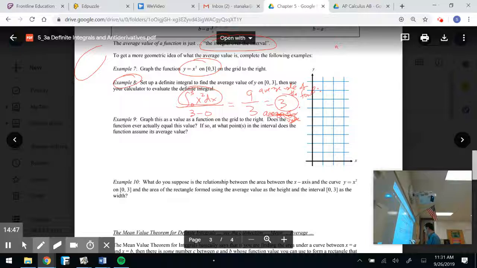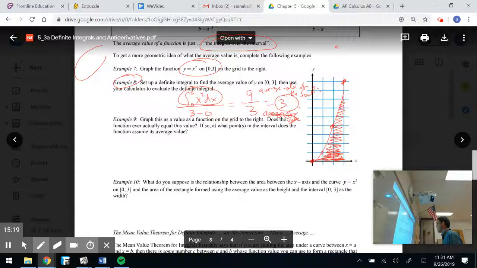Now let's graph this. We've got 0, 0; we've got 1, 1; we've got 2, 4; and we've got 3, 9. We draw a nice curve through that. The area under the curve is 9. But what's the average value? Well, we divide by the length of the interval, which is 3. And the average value over that span is 3.